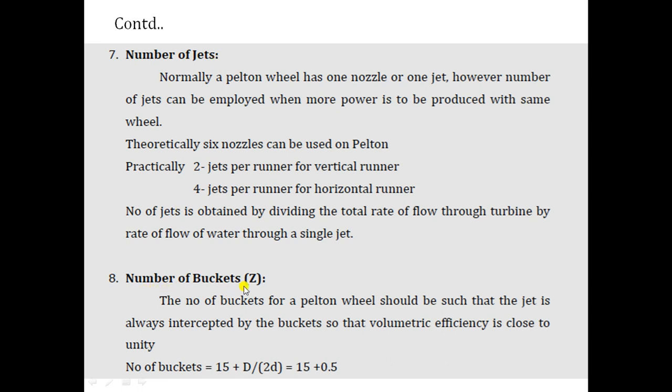The number of buckets Z is given by the formula Z equals 15 plus D divided by 2d. Here capital D is the diameter of the wheel and small d is the diameter of the jet. The number of buckets for a Pelton wheel should be such that the jet is always intercepted by a bucket, so that volumetric efficiency is close to unity.